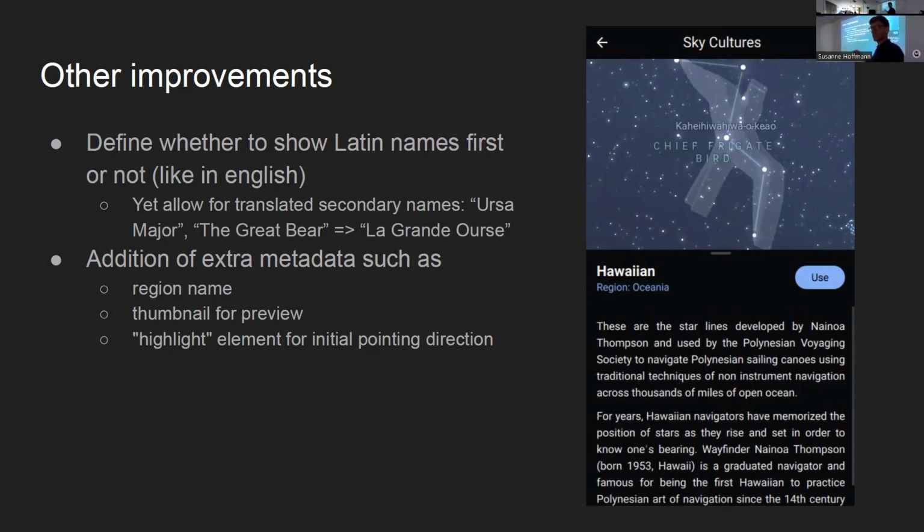We also add metadata, which is equivalent to the .ini file that now exists in Stellarium desktop. So we add a region name. We also have a thumbnail, which is a screenshot of the mobile version where, when you want to select a sky culture, you see a highlight. It points to a specific place, defined as metadata, so that the user can see something relevant in the sky.